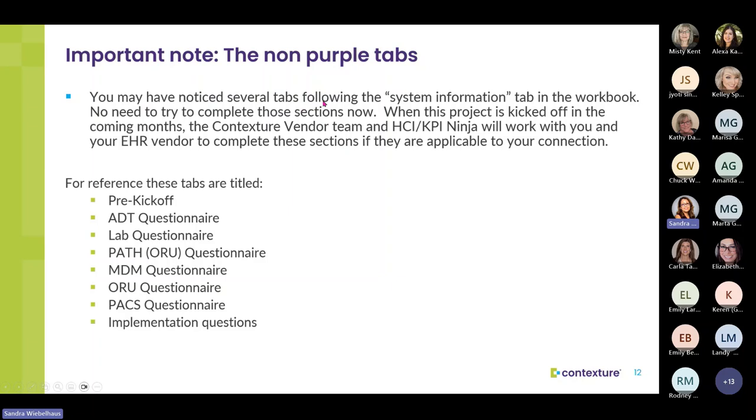You may have noticed that on several of the tabs following the System Information tab in the workbook, they do not need to be filled out just yet. This workbook is going to be interactive, so we'll be sharing it back and forth. We will be getting it initially from you once it's completely filled out. We'll be submitting that to HCI KPI Ninja. They will come back and let us know they're ready to work on your connection, or if there is something missing, they might reject it and have us work with you to make sure that it's completed. For reference, these tabs are the pre-kickoff, the ADT questionnaire, the lab questionnaire, PATH, MDM, ORU, PACS, and implementation questions. So don't worry about filling out those sections just yet. That's something we'll be working with you on later.